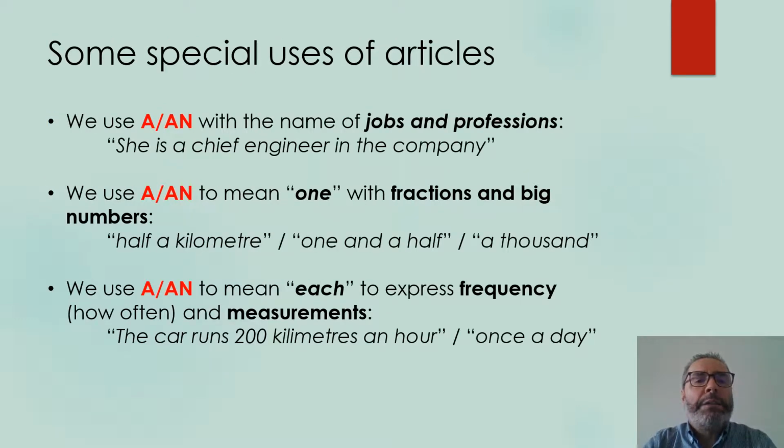Here we have some special uses of articles. We use "a/an" with the names of jobs and professions always. She's a chief engineer in the company. We also use "a/an" to mean "one" in fractions and big numbers, such as half a kilometer, a 1.5, or a 1,000. And we also use "a/an" to mean "each" when we are expressing frequency, how often, and also measurements. The car runs 200 kilometers an hour, once a day.